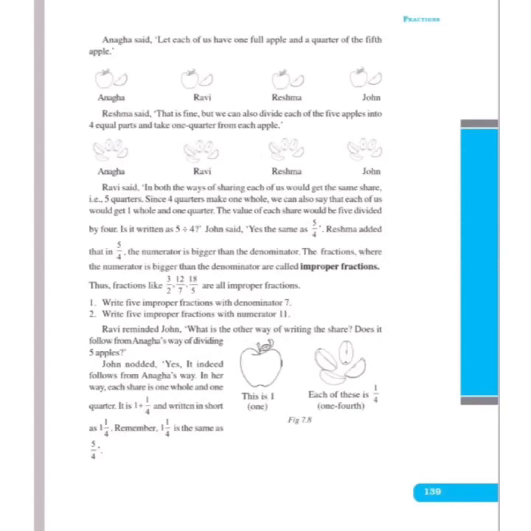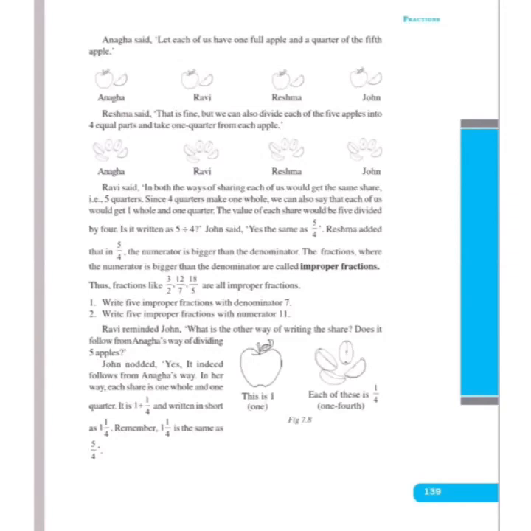Children, after this distribution, Reshma says that it is fine, but if we divide all the 5 apples into 4 equal parts and take 1/4 from each apple, then Ravi says that in both ways our sharing would be the same. Okay, that is 5/4. That means from all the 5 apples, if they are taking 1/4, they will be having 5/4. 5/4 means 5 upon 4.